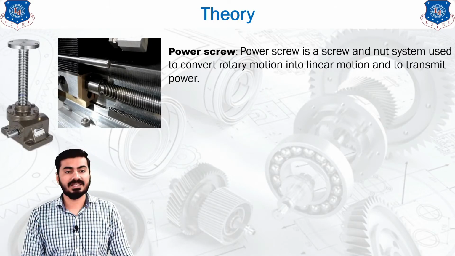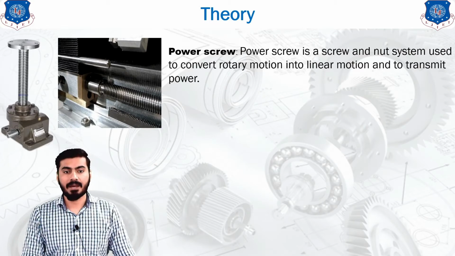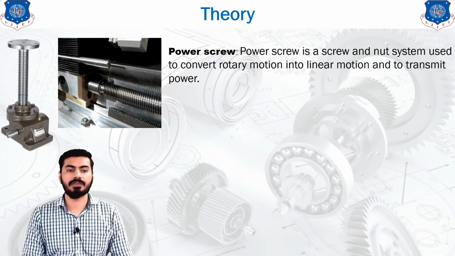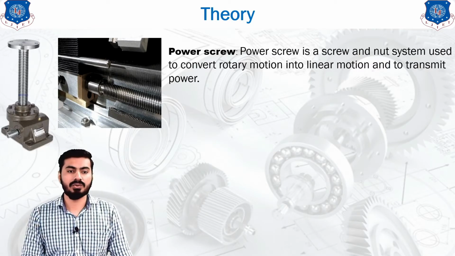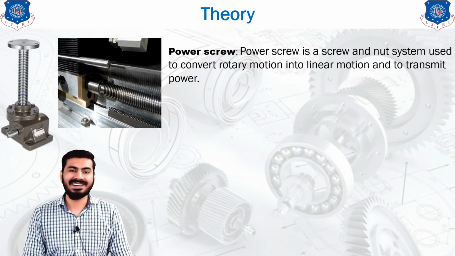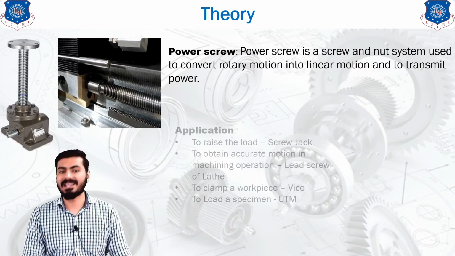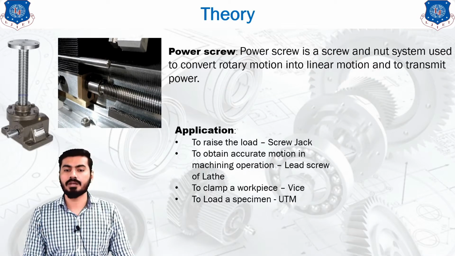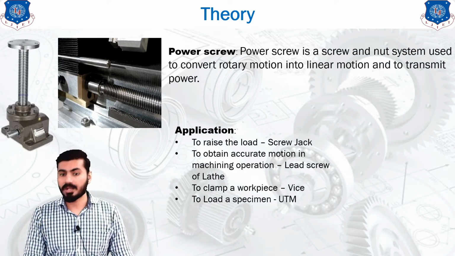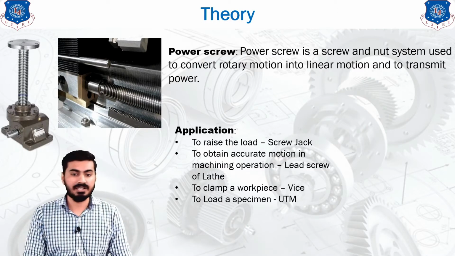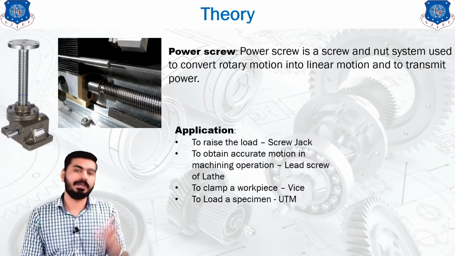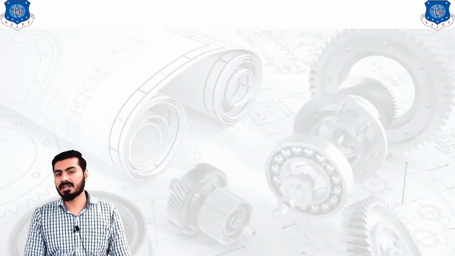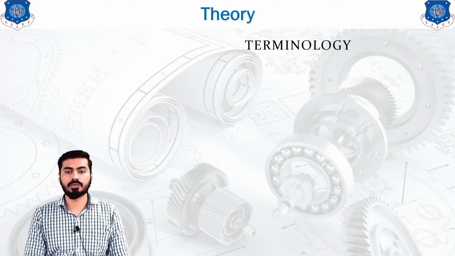The power screw examples are shown in this figure. As you can see, the power screw can be utilized in various applications. The first diagram indicates the power screw for a lifting jack, and the second diagram indicates the power screw used in a lathe machine. The applications of this type of screw are to raise the load in a screw jack, to obtain accurate motion in machining operations, just like the lead screw of a lathe machine, to clamp the workpiece in a vise, and to load a specimen in a UTM. So these are the various applications in which power screws are most probably utilized.